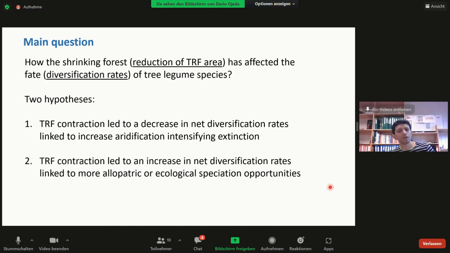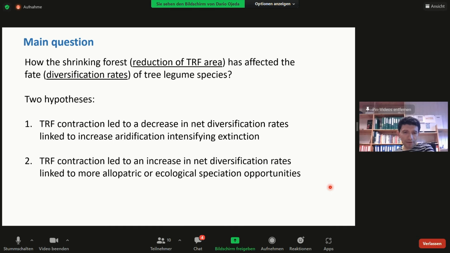So the main question of this study was to assess what has been the effect of this reduction of area, both in the long term, this steady decline, as well as the short-term, more recent expansions and contractions of the area of the forest. Basically, we had two hypotheses. One is that as you see a decrease of the area suitable for these species, there was an increase in extinction rates. So the overall clade reduced its diversity and they became extinct or did not diversify.